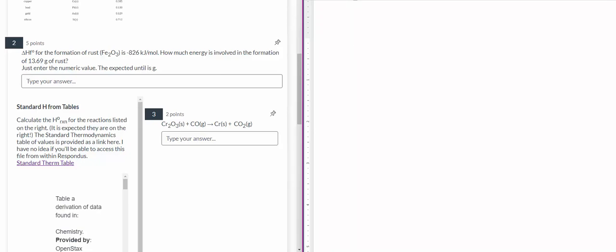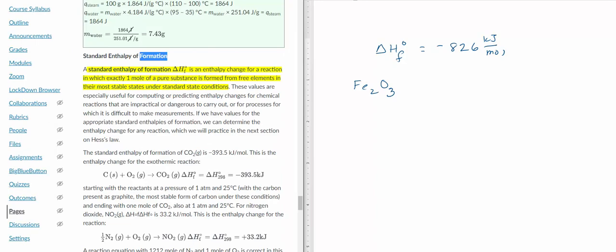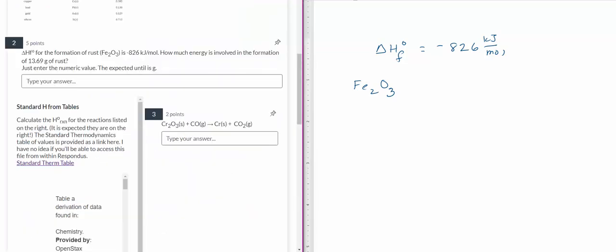Number 2, the delta H of formation of rust, which is Fe2O3, has a heat, or the enthalpy, of negative 826 kilojoules per mole. Now, to be abundantly clear, the standard enthalpy of formation is the change when exactly 1 mole of a pure substance is formed. So we do not need stoichiometry for this one because this is the delta H of formation.